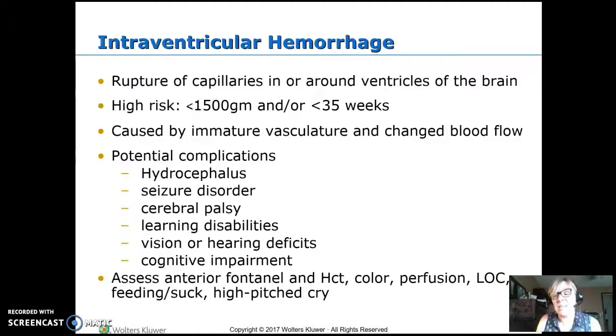Level of consciousness. Now, I know a preterm infant sleeps a lot, but we're going to see them have those cycles where they have some moments of being awake. It's going to interfere with feeding and sucking. You'll hear nurses talk about a neuro cry. That's this high-pitched cry. It's a sign of some neuro damage going on.